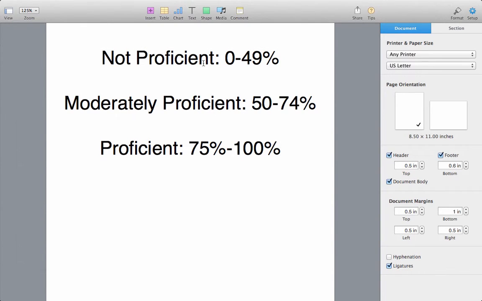If on the problems you got between 0 and 49% of the problems correct, then you're not proficient. If you got between 50 and 74% of the problems correct, then you're moderately proficient. If you got between 75 and 100%, then you're proficient.